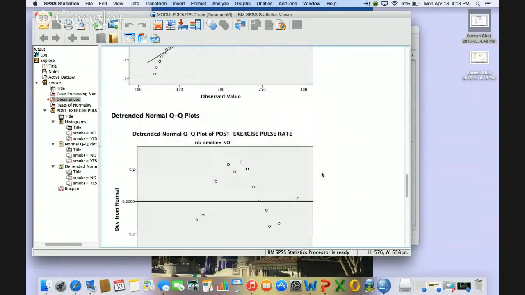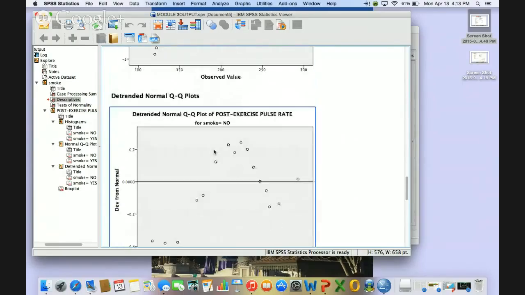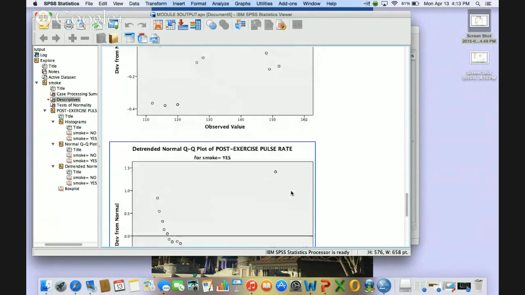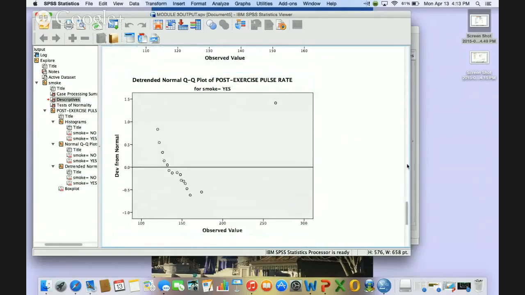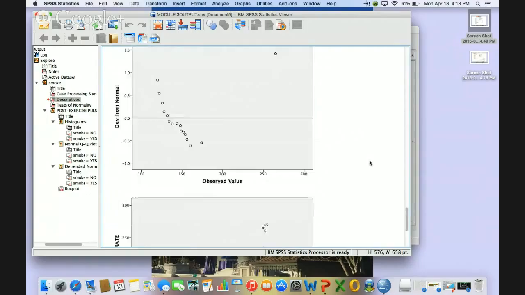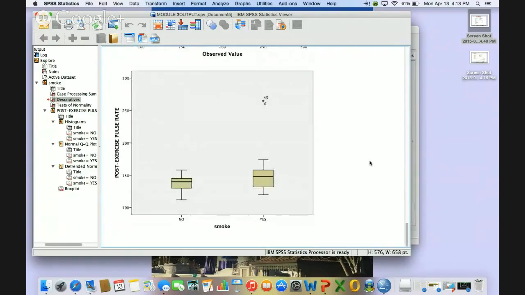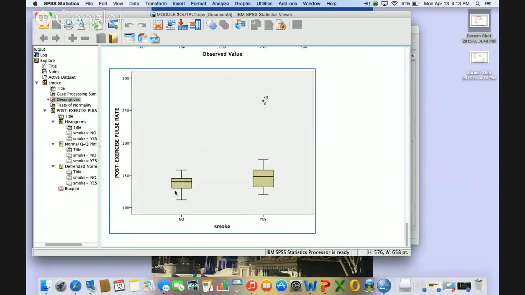If we had a normal distribution in the detrended normal QQ plots, all of the points would be around and near this deviation from normal line. As we can see, they're not. So next we're going to look at our box and whisker plots. This splits our data into 4 quartiles. It shows us the medians and the different ranges. We can also see this extreme outlier in the smoking group.